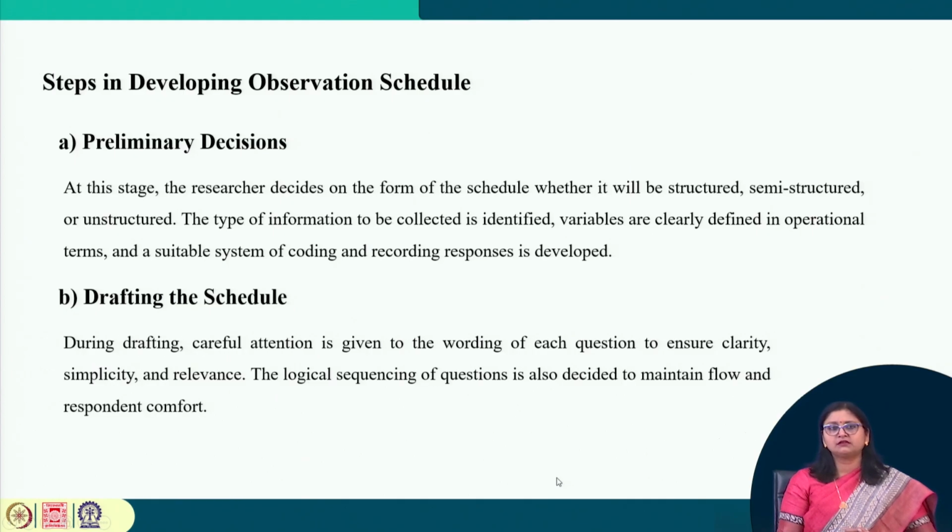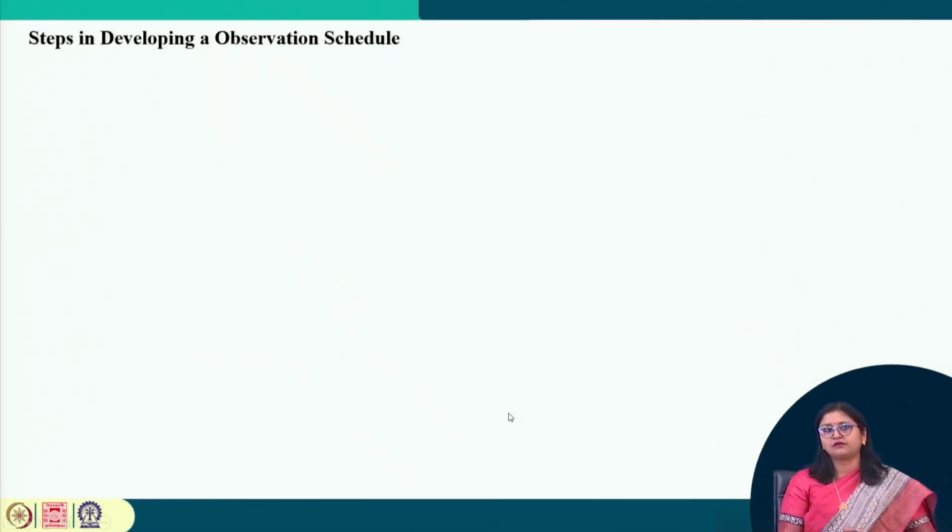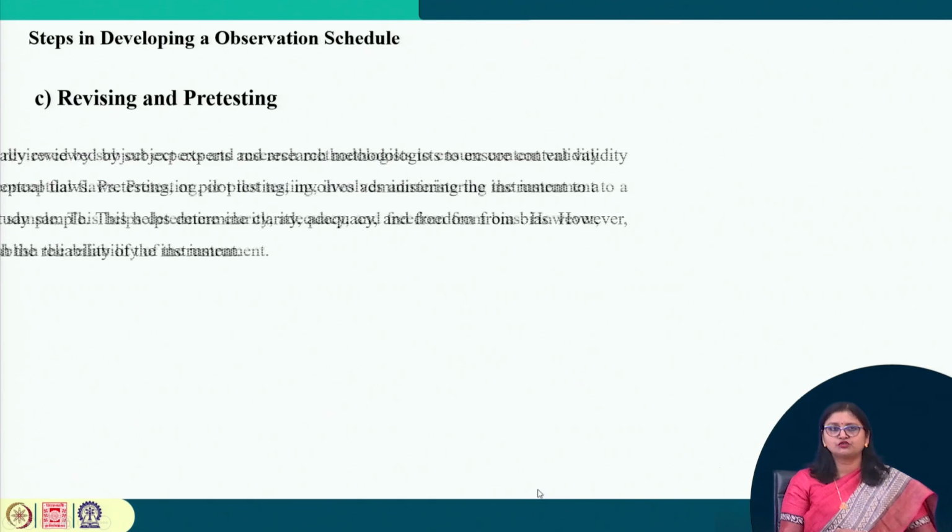In drafting the schedule, during this process careful attention is given to the wording of each question to ensure clarity. So, wording should be selected properly, and simple and relevant words should be used for drafting the schedule. The logical sequencing of questions is also decided to maintain the flow and respondent comfort. So, go from easy to tough questioning of the phenomena which you are going to observe.